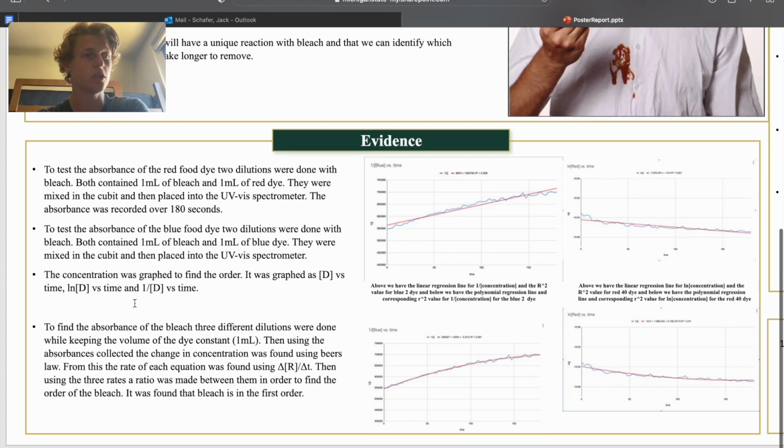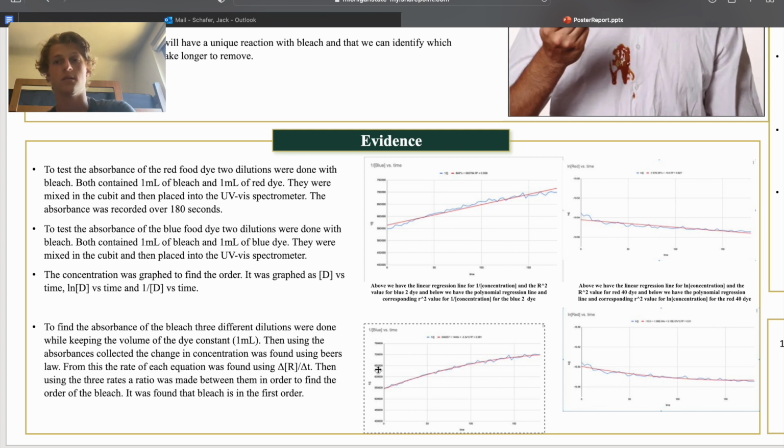The change in the concentration was found using Beer's law. Once again, as I mentioned before for the dyes, we used Beer's law to find the concentration. We used delta concentration over delta time to get the rates, and then the ratio of the 3 rates. We were able to determine the order of bleach, which was one, or first order.